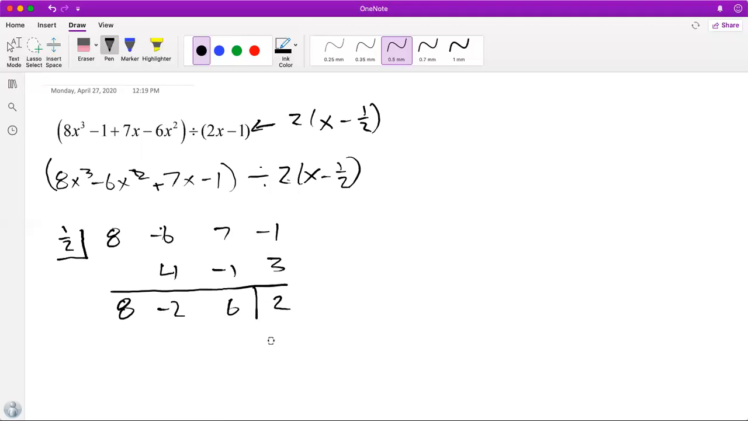So here's the part where it gets a little hinky. What we ended up doing here when we put the 1/2 there is we divided this thing just by this part. We didn't divide it by the 2 yet. So at the end, you have to divide this thing by 2. So I'm going to do that. I'm going to say 4, negative 1, and 3. You don't actually have to divide the remainder by 2, I don't think, which is odd.